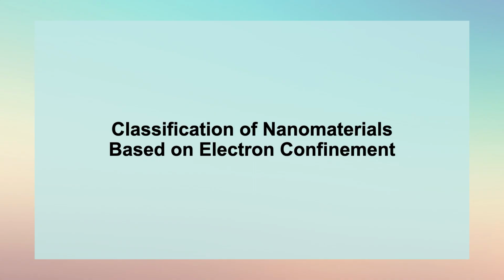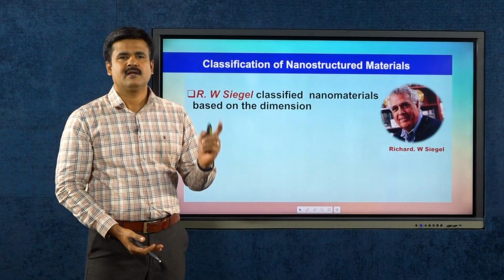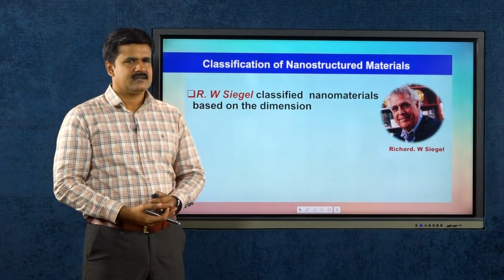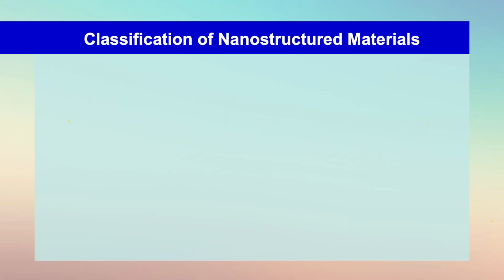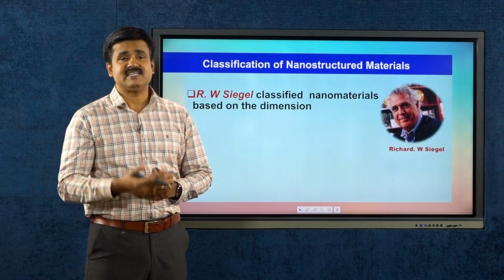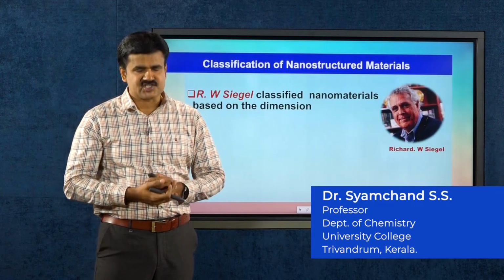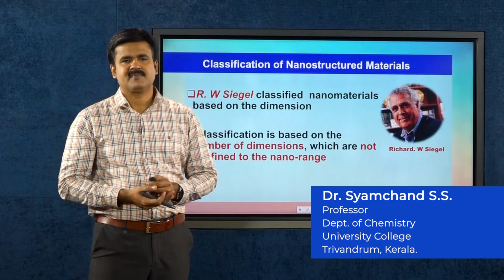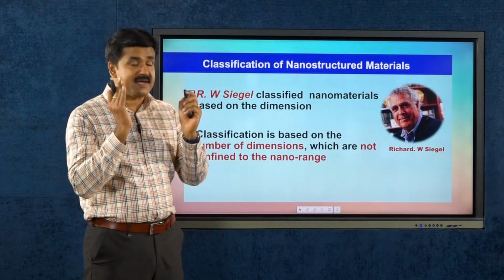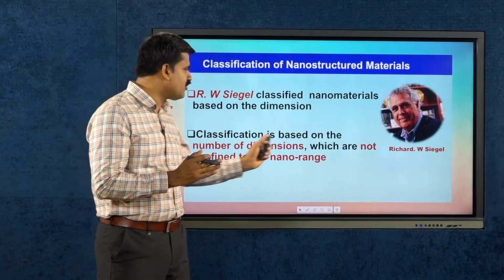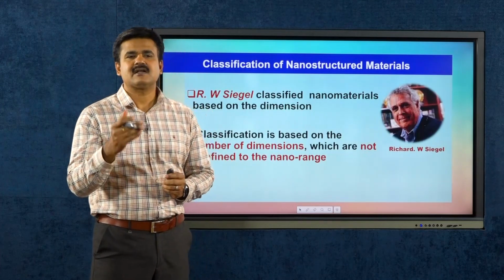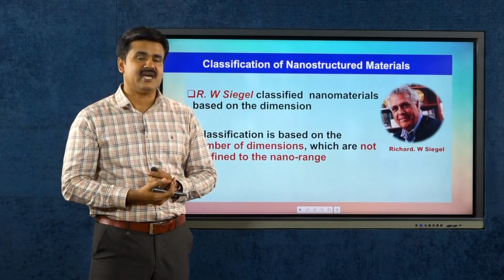First of all, classification of nanomaterials based on electron confinement. This classification was introduced by R.W. Siegel, Richard W. Siegel. He classified nanomaterials based on dimension. That is, the classification is based on the number of dimensions which are not confined to the nano range.